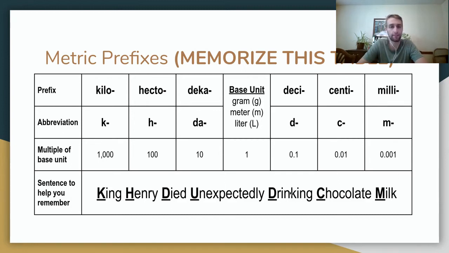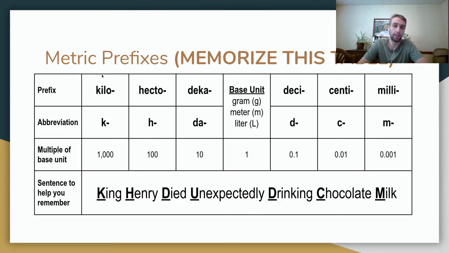You may have heard of one of these sentences before. This is just a little trick to help you remember what order the prefixes go in. This is the most common one that I've heard people say they've used before, but there are lots of other sentences. You're welcome to use a different sentence if you like. But it is, King Henry died unexpectedly drinking chocolate milk. And the first letter in each of those goes with the prefixes in order. The order is really important here.